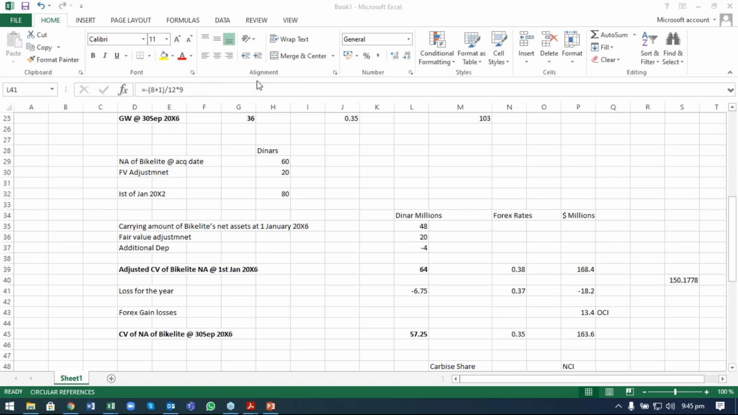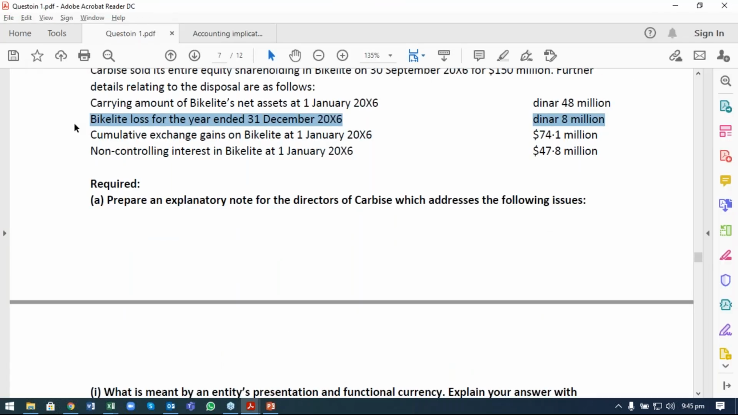Impairment impact on NCI has not taken place in working 1. Impairment was already accounted for by the parent company. The examiner has already included the value of impairment. You can see impairment was assigned in the year ended 31st December 2005, while the data provided by the examiner within this question is on 1st of January. So I am always considering that this 47.8 million already includes the impairment of goodwill. I hope that answered the question.